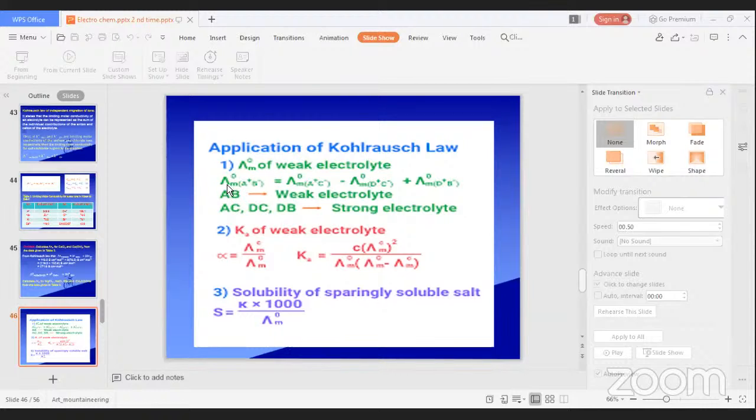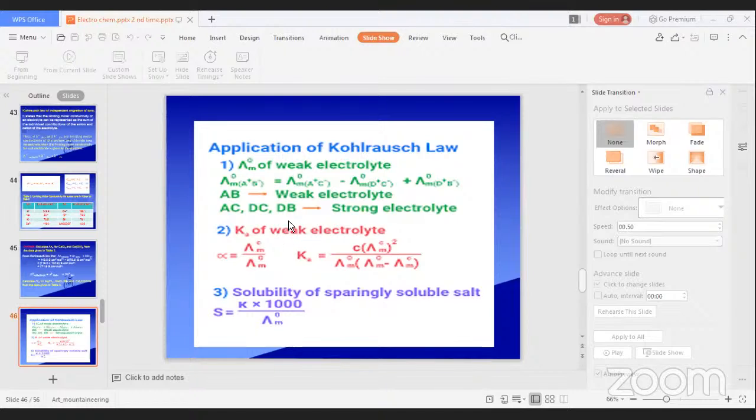So what are we taking here? AB, for example, AB is a weak electrolyte. Then by using the corresponding strong electrolytes, we can calculate the limiting molar conductivity of the weak electrolyte. Here AC, DC, DB, these three are the strong electrolytes. By observing one problem, it will be clear for you.